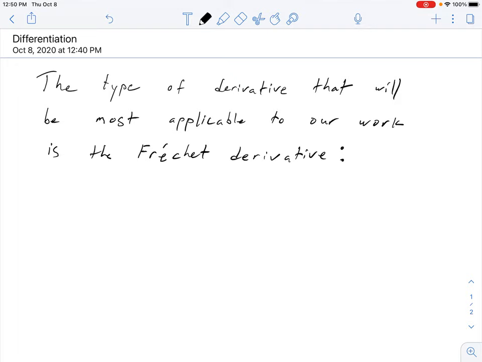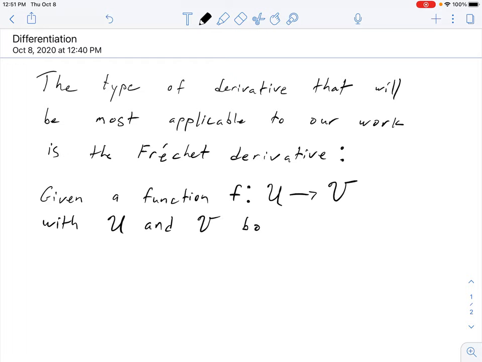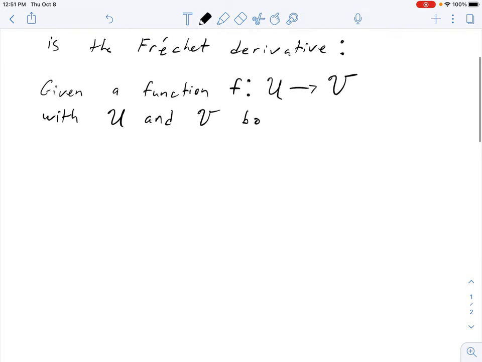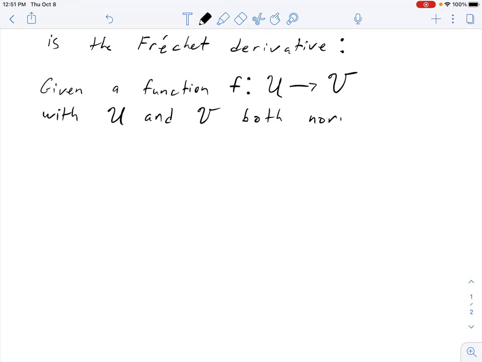So given a function between two normed vector spaces, U and V, and this is not necessarily a linear function, it's just a function that's mapping a normed vector space to another one. It could be the same one. The function f is Fréchet differentiable at a point x if there is a bounded linear function.